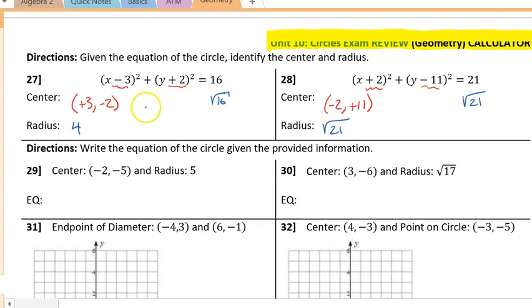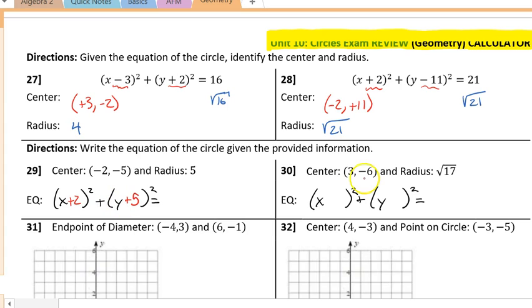All right, 29 and 30, we are going to go ahead and write the equation of the circle, kind of the reverse now, given the center and given the radius. So we'll start off with x squared plus y squared equals, and same thing on number 30, x squared plus y squared equals. Okay, so when I write it into the equation, I'm given the center negative 2, negative 5. I need to write it as the opposite, so it'd be plus 2 and plus 5. So here, positive 3, negative 6, I need to write it as minus 3 and positive 6 in my equation.